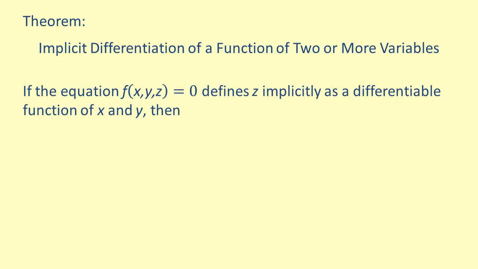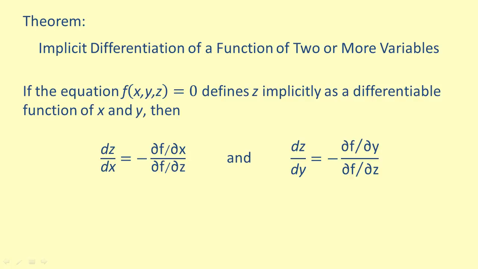Similarly, if we have z defined implicitly by the equation f(x, y, z) = 0 as a function that is differentiable for both x and y, then the derivative of z with respect to x is negative 1 times the partial derivative of f with respect to x divided by the partial derivative of f with respect to z. The derivative of z with respect to y is negative 1 times the partial derivative of f with respect to y divided by the partial derivative of f with respect to z. Note that both of these derivatives will only be defined if the partial derivative of the function with respect to z is not equal to 0.